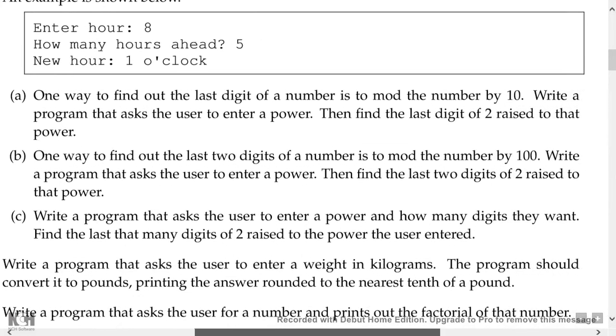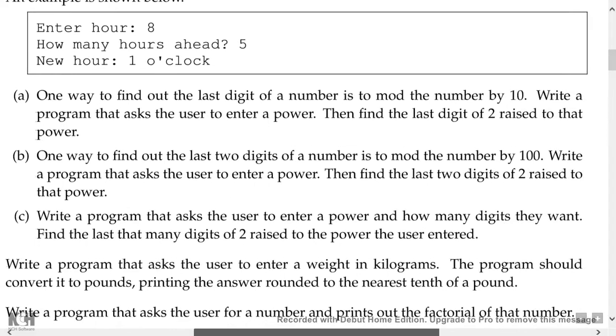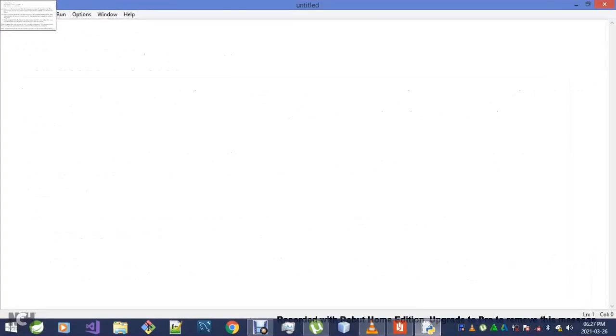One way to find out the last digit of a number is to mod the number by 10. Write a program that asks the user to enter a power, then find the last digit of 2 raised to that power. Okay. Let me do that without any waste of time.